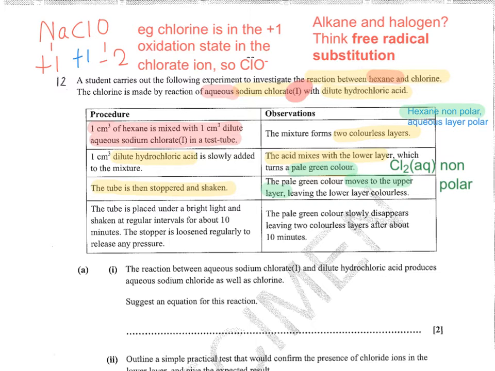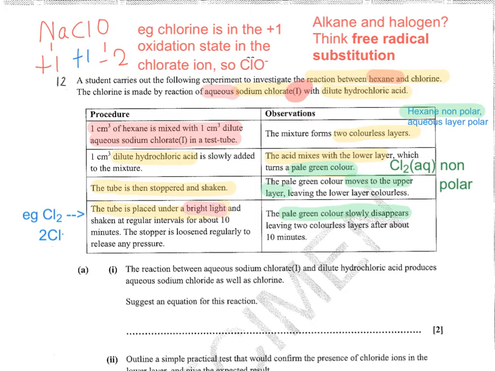So the next thing is the tube is placed under a bright light. As soon as you see bright light mentioned, and we're talking about halogens and alkanes, that's when the radicals are made. So that's what started to happen. Your chlorine has turned into 2 chlorine radicals. And as you'd expect, because it's no longer Cl2, the pale green colour slowly disappears, leaving 2 colourless layers. So the pale green colour disappearing means that the chlorine radicals have been made and the chlorine, as in Cl2, is no longer there.